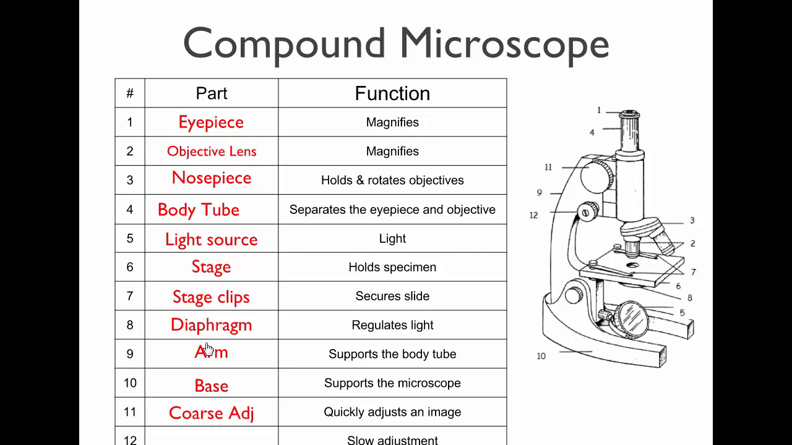But then you have these smaller knobs here. They do the same thing. They also move the stage, but you could hardly even see it. When you've got to fine tune it, or when you're on high power and you need very tiny adjustments, you use the fine adjustment knob, is what it's called, to focus your image.